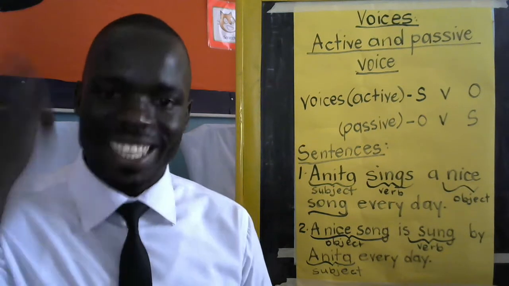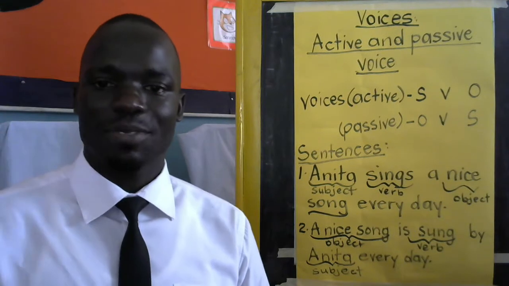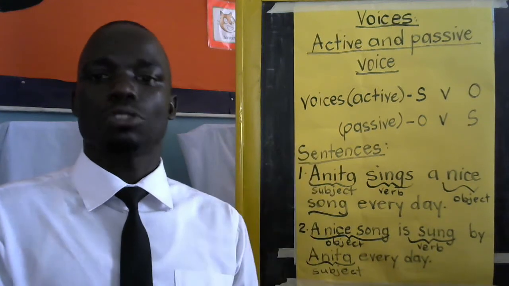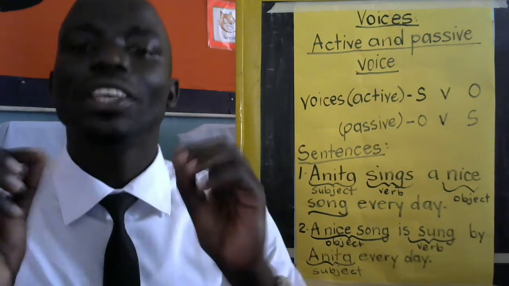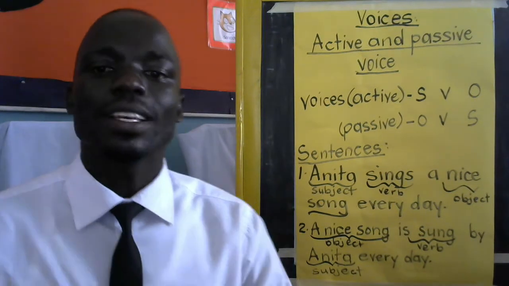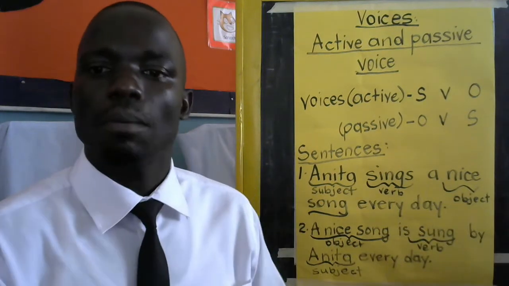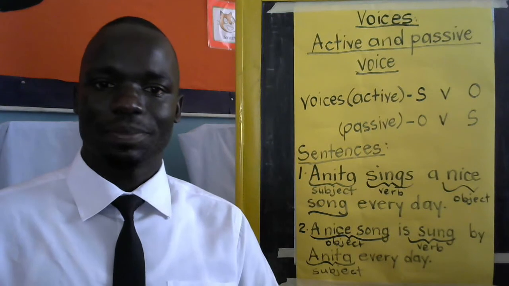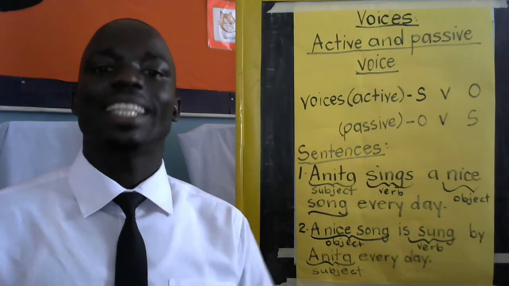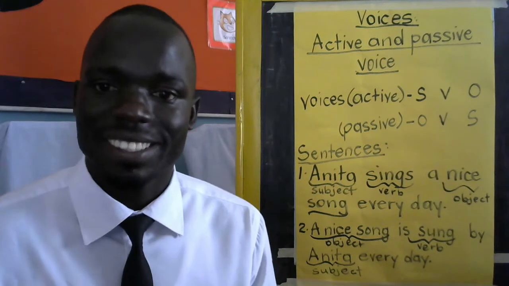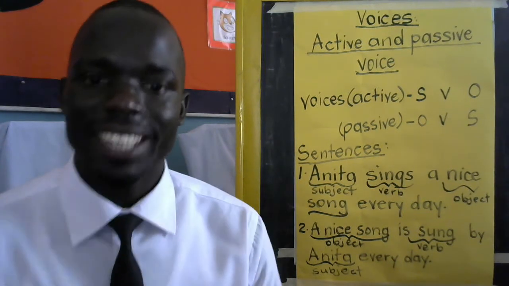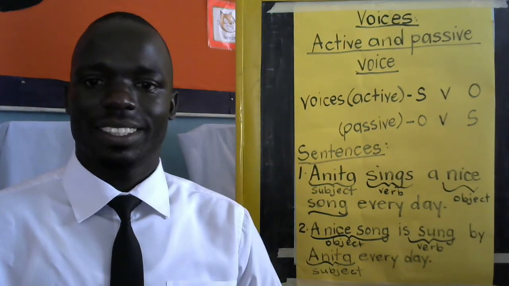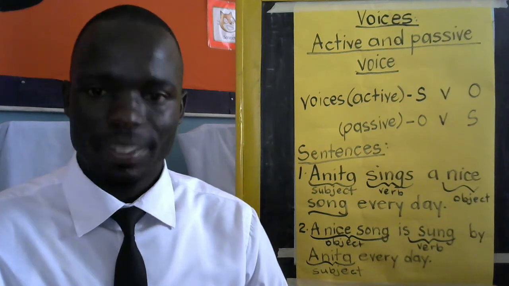So this sentence is in the active voice, I mean. Anita sings a nice song every day. Someone will say, he has talked about Anita sings a nice song, all those things, but he has left out every day. So every day is an adverb. It is an adverb of frequency that tells us how frequently Anita sings a nice song. The sentence says Anita sings a nice song every day. So that is a sentence in the active voice.